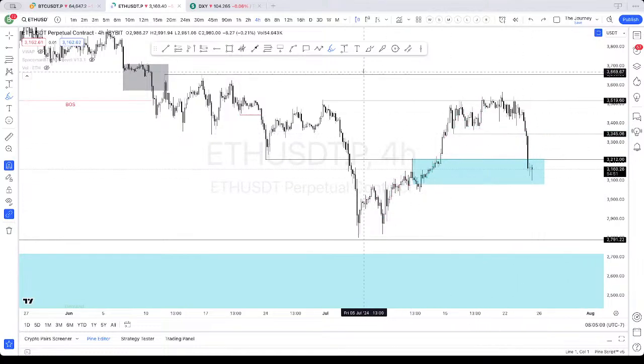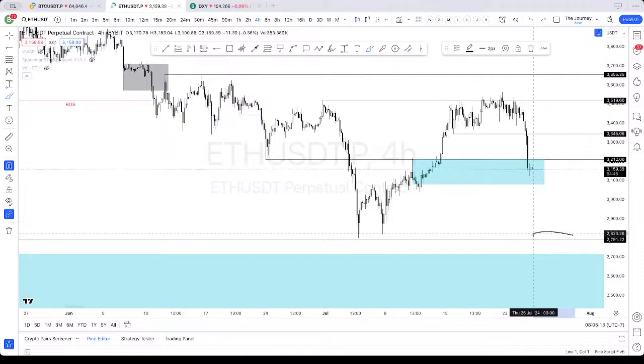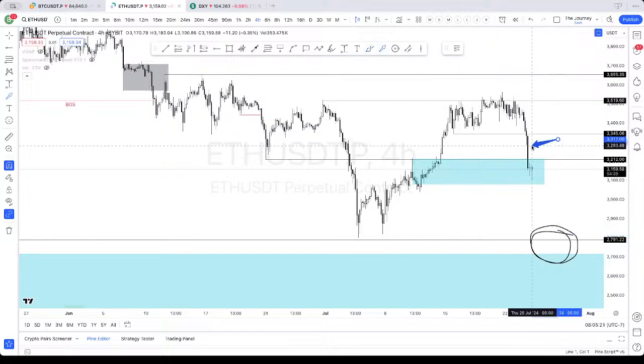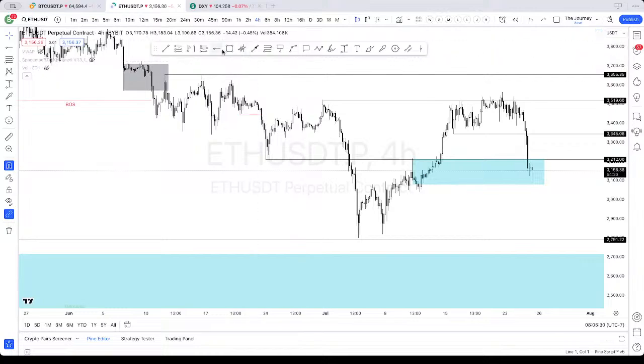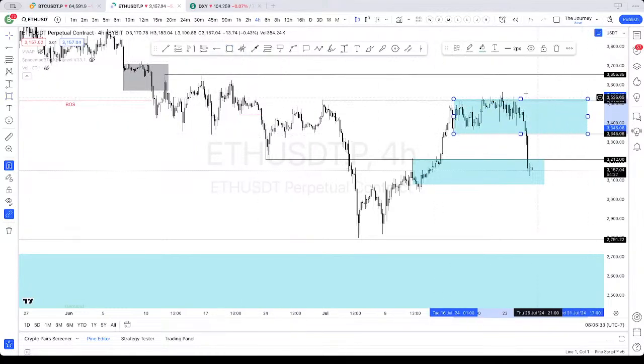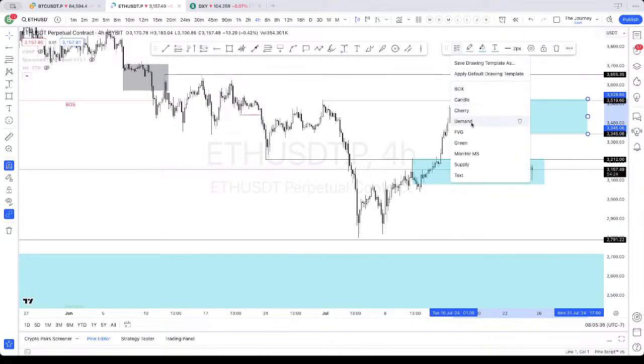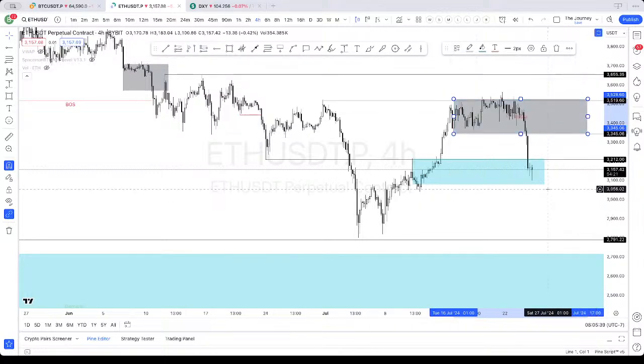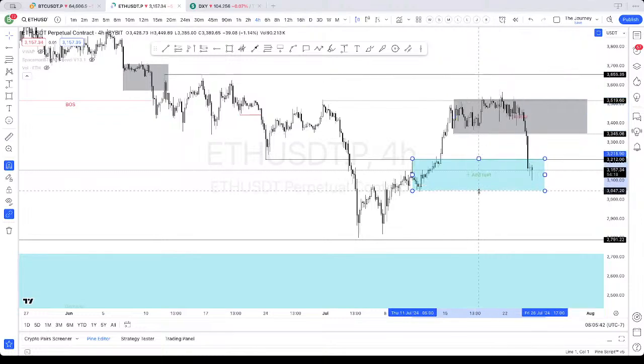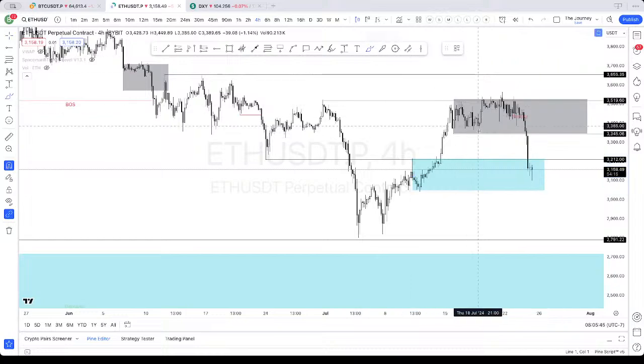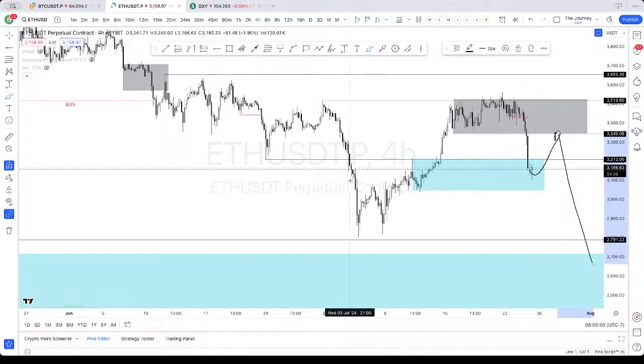So my question is this. I suspect that ETH is going to visit some of these areas down here. Will it leave this fair value gap behind on its way? I don't think so. Now it could, but this is what I want. I want to see some lift here, smack off of this, and then come down to there. That's what I want to see.